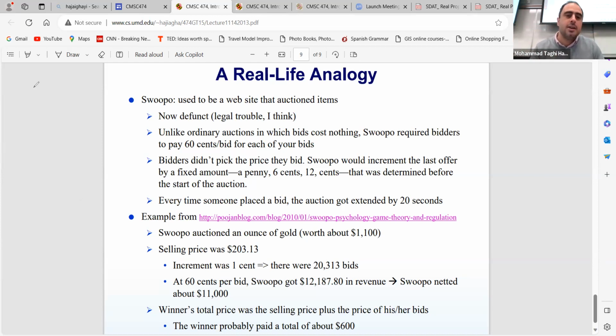This is a real-life analogy that I want to mention. The name of this website was Swoopo. It used to be a website that auctioned items. I think it is not working now. You can search about it. It is very similar to this idea of the modified auction. Unlike ordinary auctions in which bids cost nothing, Swoopo made bids cost money, though they didn't have the second person pay. That was very obvious. You can start up something like this, but they may come and essentially put you in jail if your website becomes famous.